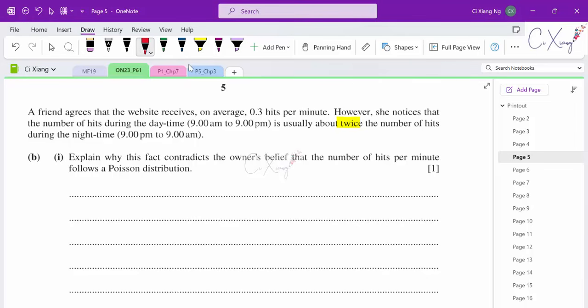So basically, this doesn't fulfill the Poisson distribution anymore, if you're having two different means for the day that you want to consider. So they ask us to explain why. Basically it is because of the mean. The mean is not constant, so you can write that the number of hits, or the mean also can, for 1 minute is not constant.